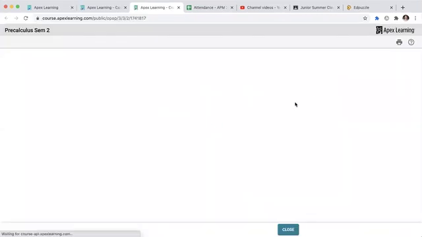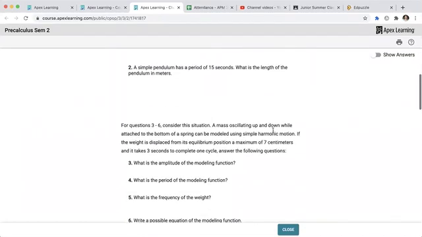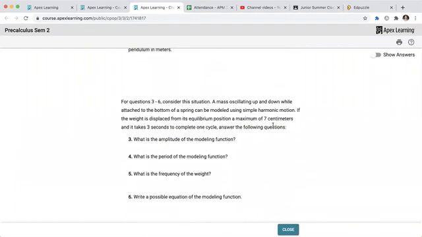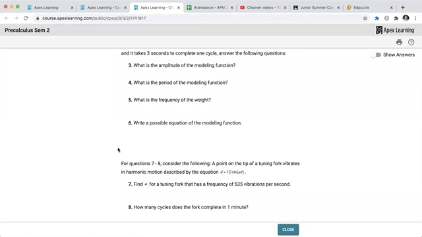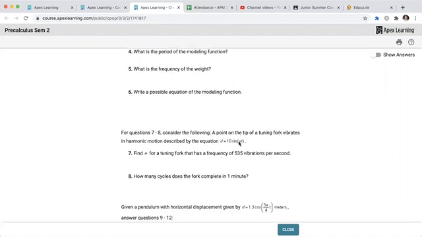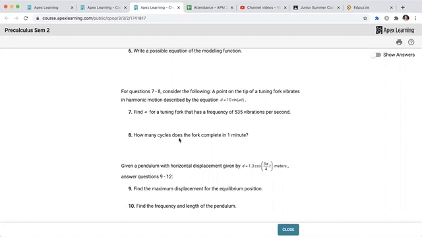So if we look at the checkup, it's going to be talking a lot about pendulums. It's going to be talking about springs and everything that has this oscillating motion, again, the repeating motion up and down like a wave, and it's going to have either this sine or cosine function. And again, we have this relationship that we can understand, and we can figure out our amplitude, period, and frequency. We can figure all of those out.